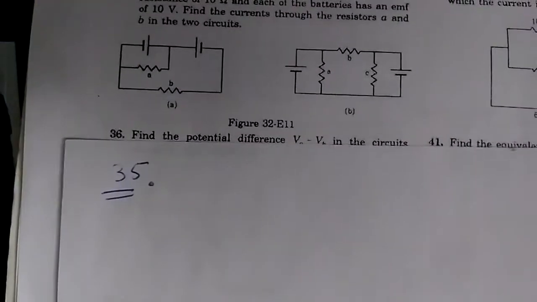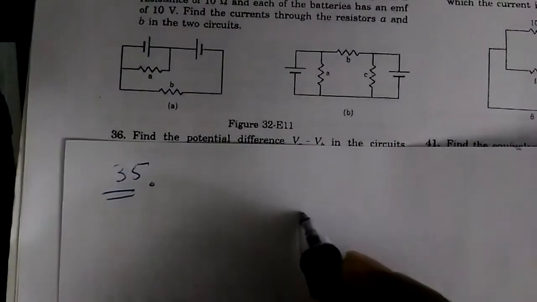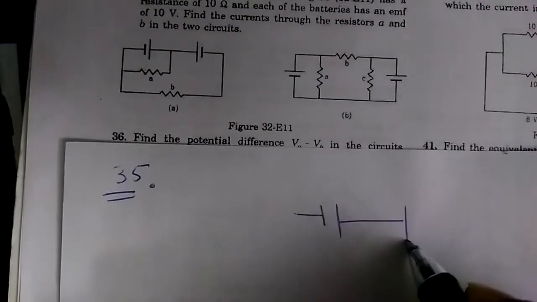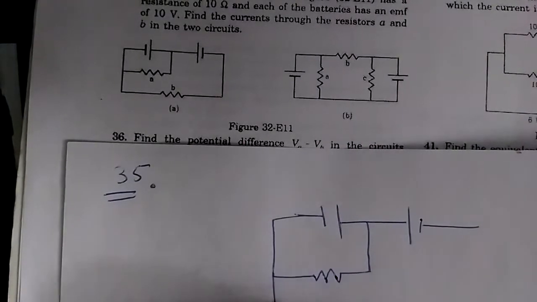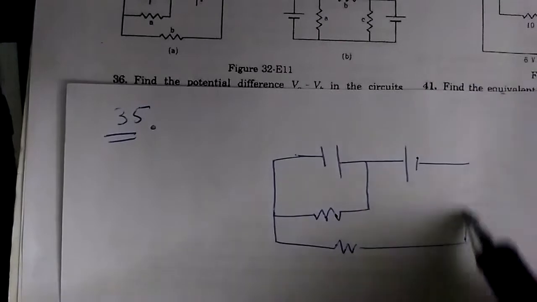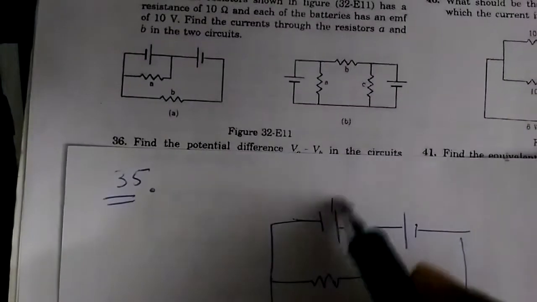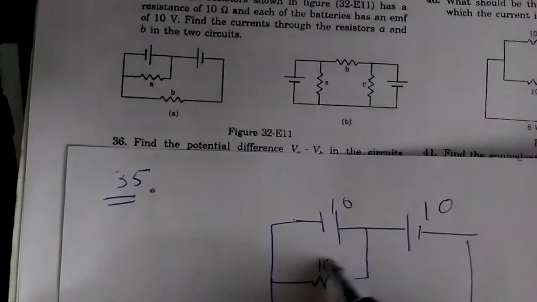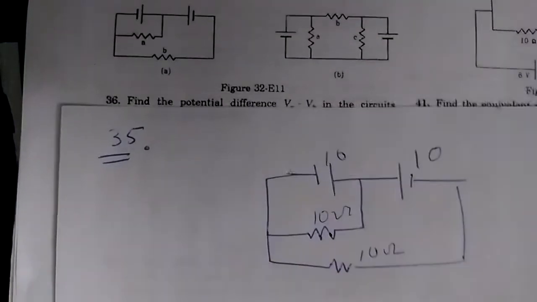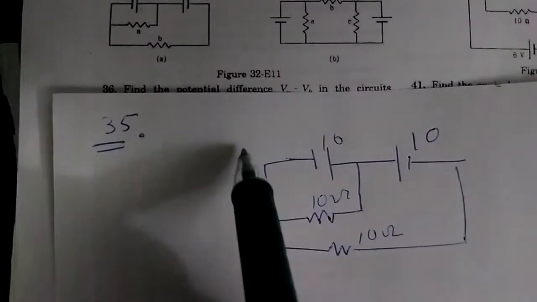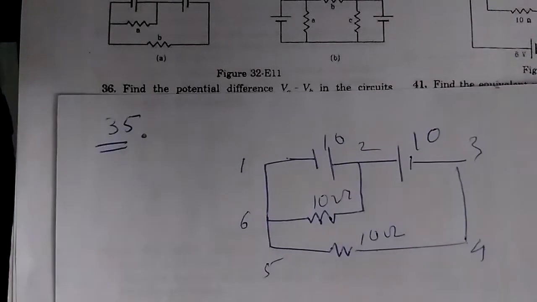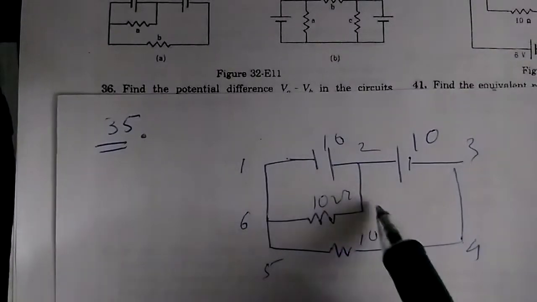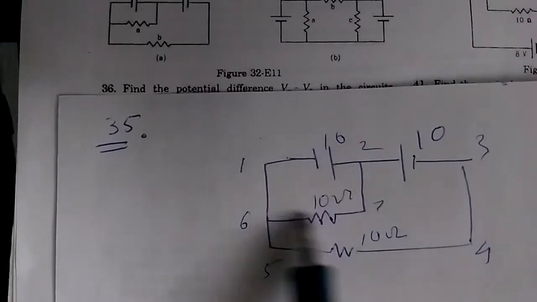So let's go through this. Let's draw this circuit again. We have these two batteries, resistance A, and then this is resistance B. This is 10 volt, 10 volt, 10 ohm, and 10 ohm. So let's label the nodes 1, 2, 3, 4, 5, 6, maybe 7, just to define the node at which loop we are working.